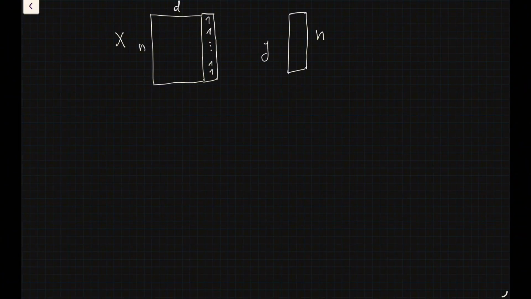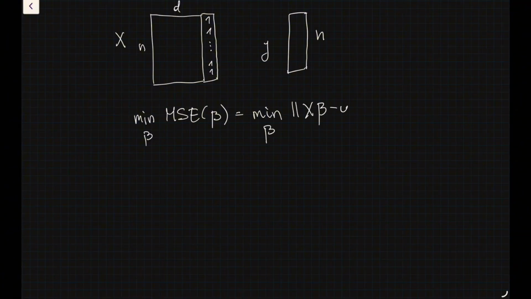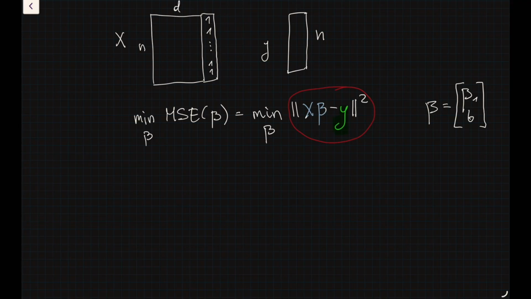As I previously mentioned, our goal is to minimize the MSE of beta, which is defined as X times beta minus the target vector, where beta is just beta 1 and the value of the intercept. So here are the predictions and here is the target vector. We want to find the parameter vector beta that makes the predictions X times beta as close as possible to the true targets y. Now let's focus only on this value.